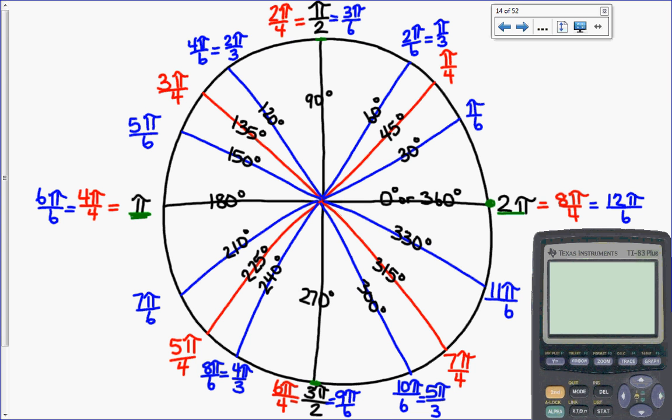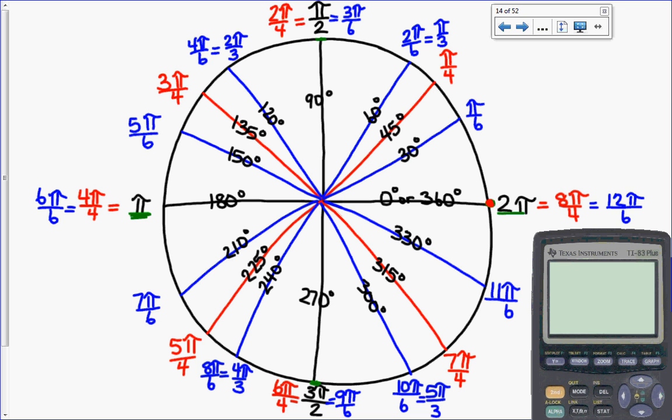Okay, then we learned that there were only 2 number systems that we actually have to memorize or learn, and that's our 30s and our 45s. So let's look first of all at my red lines. That's the 45s. So what's happened is I've started here and I've split the top arc of my circle into 4 equal parts, into 45-degree angles.